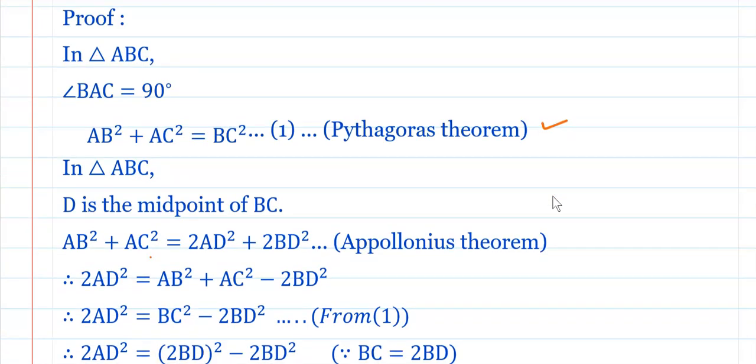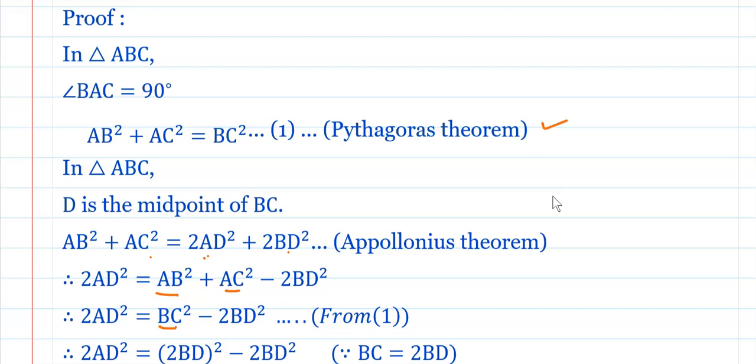AB square plus AC square is 2 times AD square plus 2 times BD square. We have to find AD square, so we keep AD square on one side and send the remaining to the other side. That is, AB square plus AC square minus 2 times BD square. But what is the value of AB square plus AC square? AB square plus AC square is nothing but the BC square. This is from the 1.